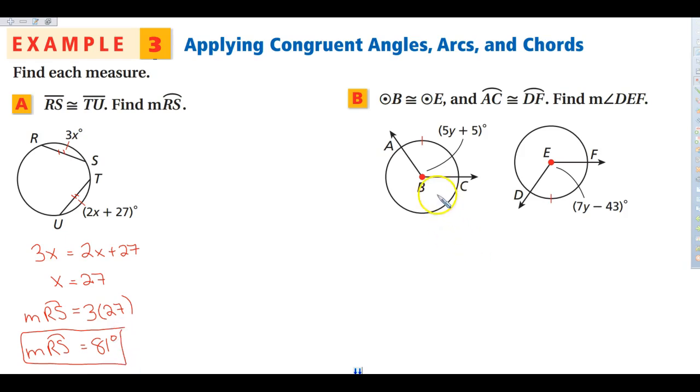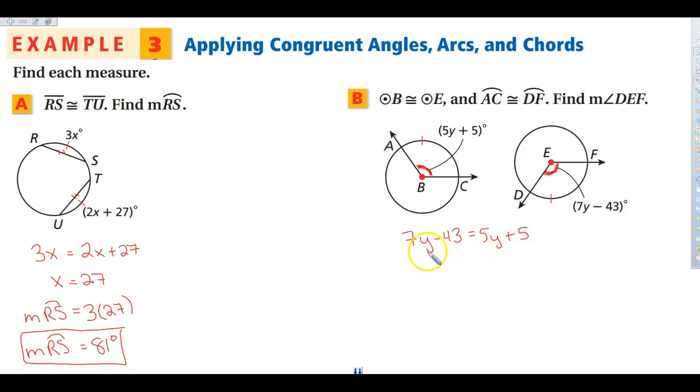All right, so now we're going to go ahead and look at part B, where I have that circles B and E are both congruent. So that means that they are the same size. And I'm told that arc AC is congruent to arc DF. So now I want to find the measure of angle DEF, which is this angle right here. Well, if the arcs are congruent, that means that the angle measures are also congruent. So I'm going to set 7y minus 43 equal to 5y plus 5.